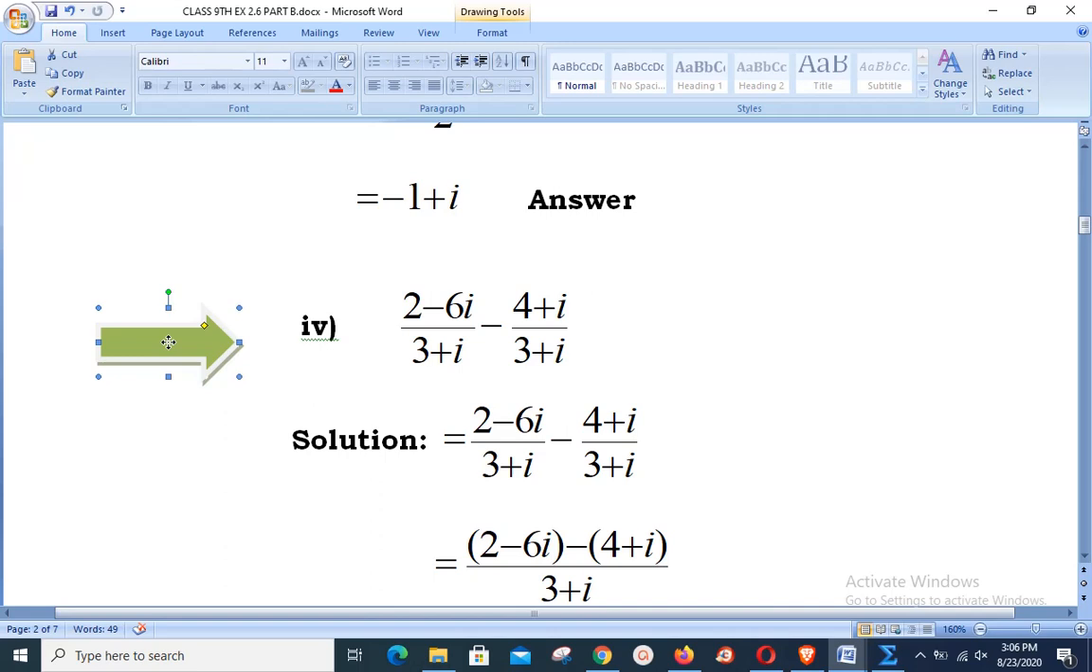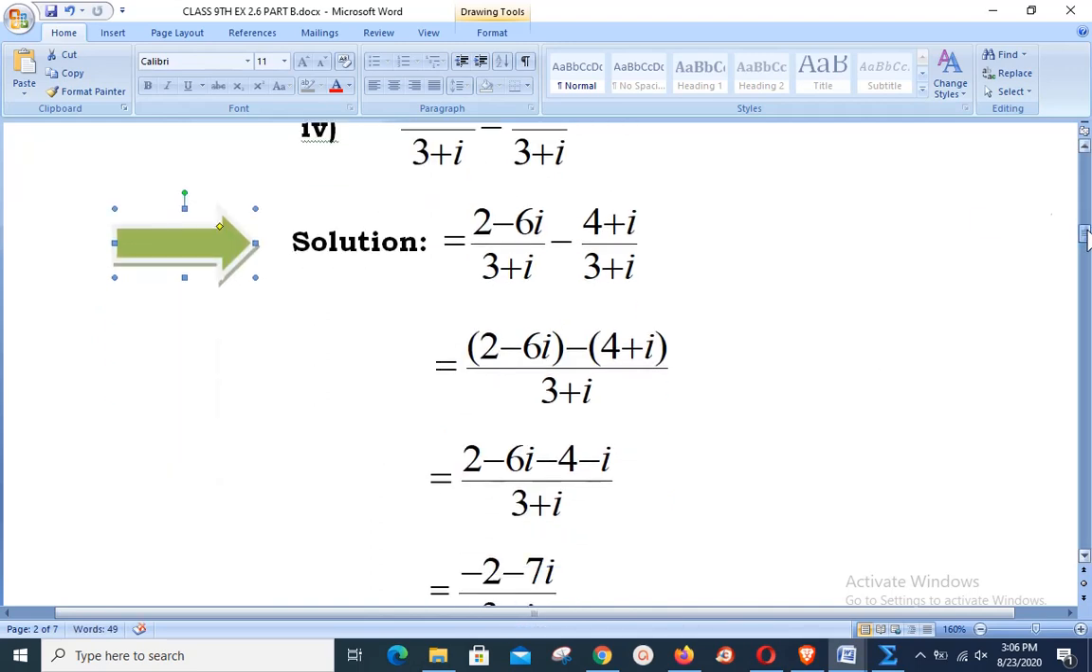Moving to the next part, number 4, the value is 2 minus 6 iota whole over 3 plus iota minus 4 plus iota whole over 3 plus iota. Viewers, if you look at the denominators, both are the same. Whenever there is a minus or plus between fractions, you have to look at the denominators, and the method is to utilize the LCM method. Your advantage here is that the denominator is the same, so it stands for the LCM, and you keep the same numerator values, that is 2 minus 6 iota, the sign between remains the same, minus into 4 plus iota over your LCM, which is 3 plus iota.